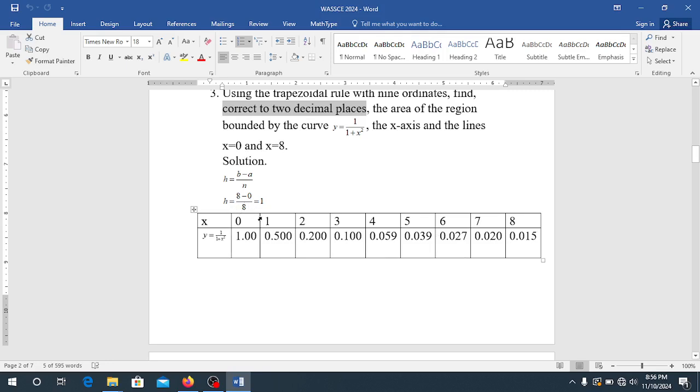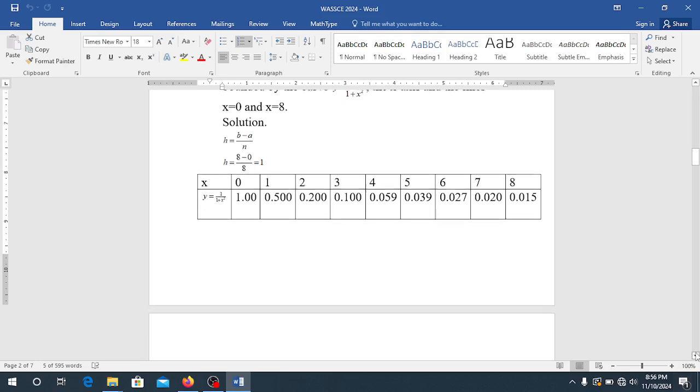Now, if x is 0 and I put it here, I'll get 1. If x is 1 and I substitute here, I'll get this. If x is 2 and I put it here, I'll get this. Remember, I've expressed my answers to 3 decimal places, so don't let it confuse you. So our completed table is shown here.